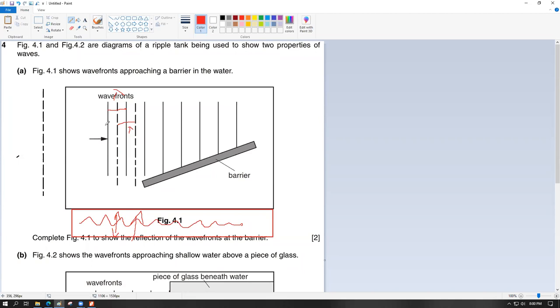Which is highly wrong, let me tell you why. One of the key properties of reflection of a wave is that the incident angle should be equal to the reflected angle. So if this barrier is not placed at a 45 degree angle, for example in a situation like this, we do not have that privilege.